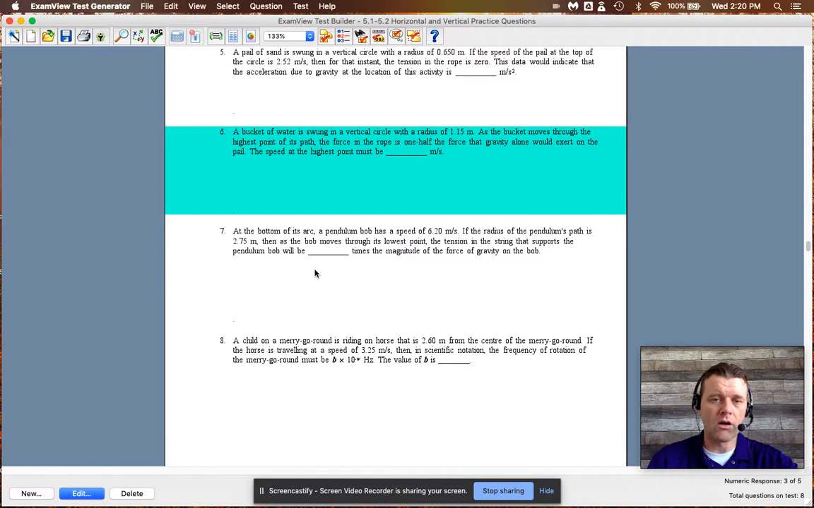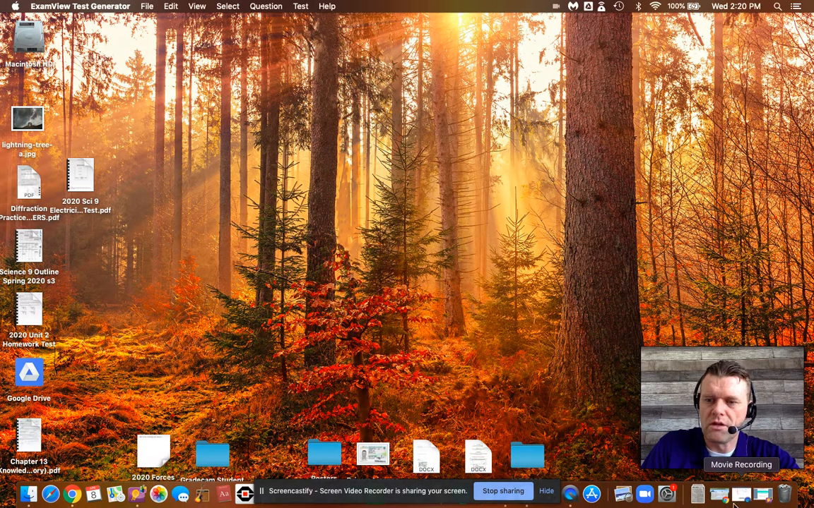At the bottom of the arc, a pendulum bob has a speed of 6.2 meters per second. If the radius of the pendulum's path is 2.75, as the bob moves through its lowest point, the tension in the string that supports the pendulum bob will be how many times greater than the magnitude of the force of gravity on the ball? I'll have you look at that, but let me switch to the other screen so that you can see how we would tackle that question.